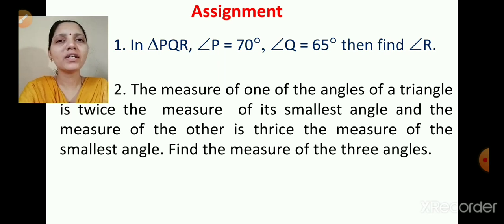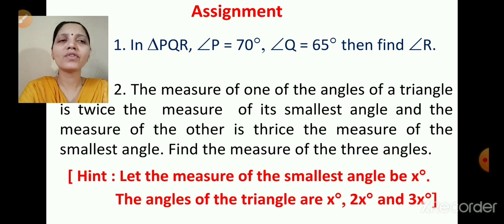Now see the next sum. The measure of one of the angles of a triangle is twice the measure of its smallest angle, and the measure of the other is thrice the measure of the smallest angle. Find the measures of the three angles. Now go sentence-wise. First, I will give you one hint. Let the measure of the smallest angle be x degrees. So what will be the other angle which is given to us? Twice the measure of its smallest angle. So twice means 2 times. So it will become 2x.